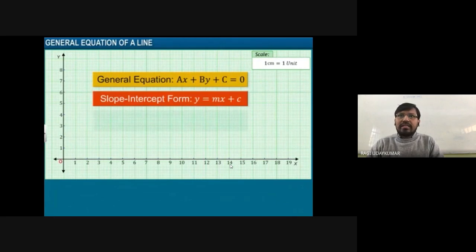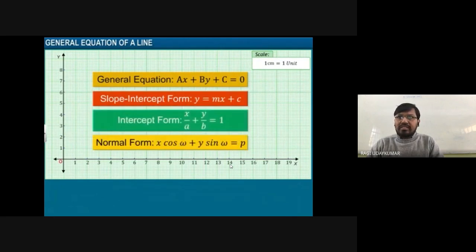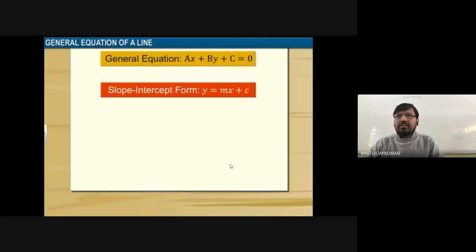So this can be converted into slope intercept form, which is y is equal to mx plus c. I asked you previously, intercept form x by a plus y by b is equal to 1, and normal form x cos omega plus y sin omega is equal to p. So these three different forms, let us see here. The first, how do we express this ax plus by plus c is equal to 0 in slope intercept form?